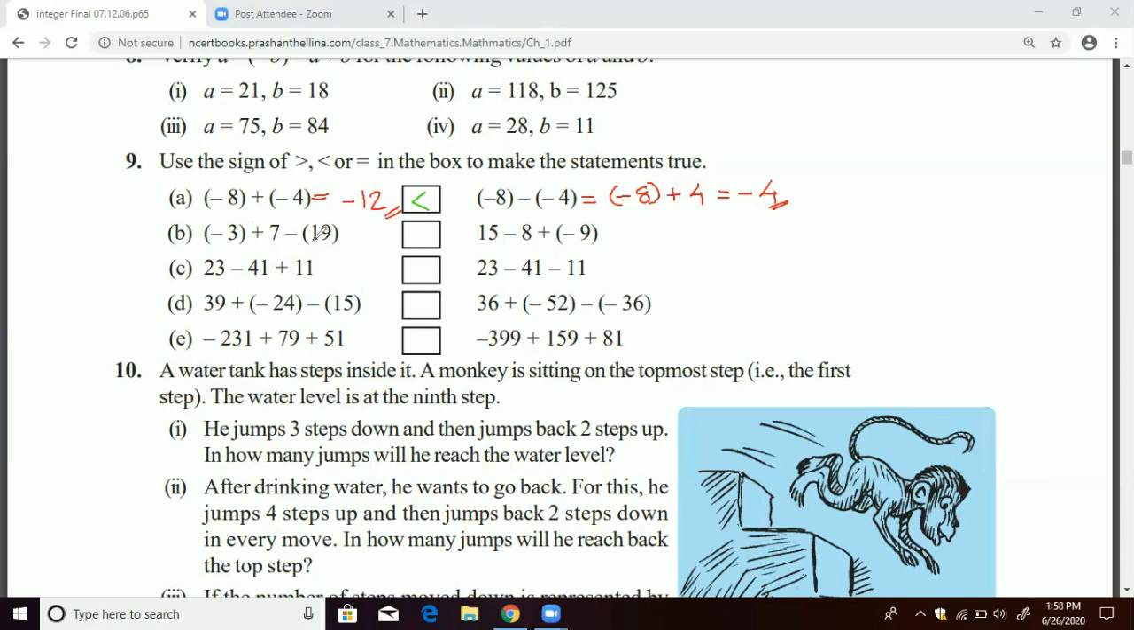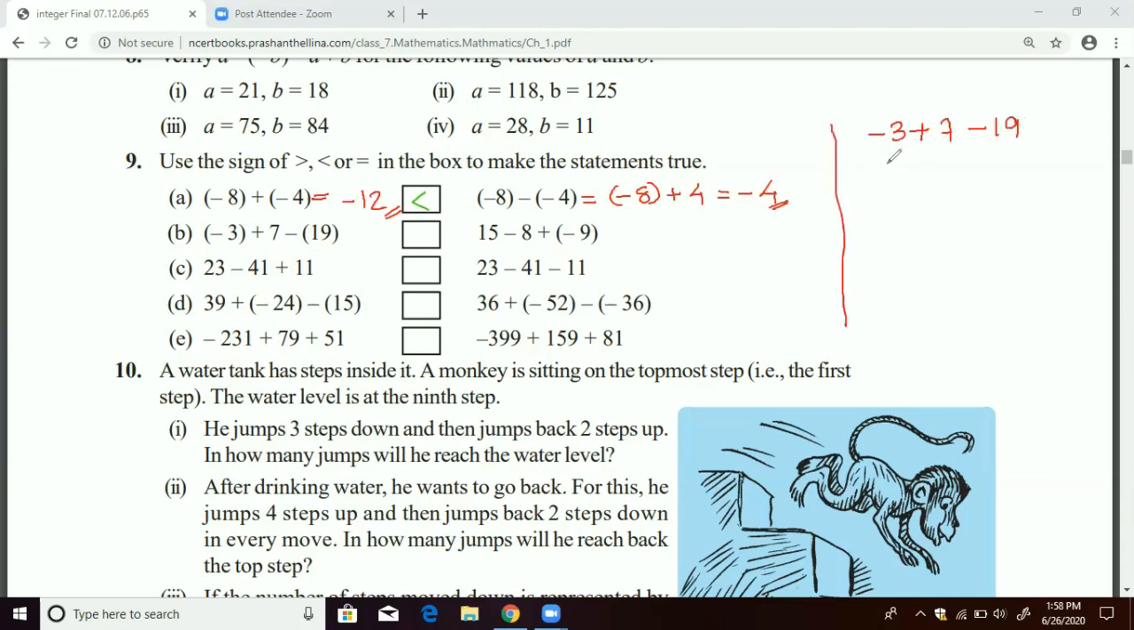Positive 4 minus 19. That means 4 plus negative 19. You are finding the difference between 4 and 19. Here I will do this with steps. Negative 3 plus 7 minus 19. This was the question, and I am writing it here.